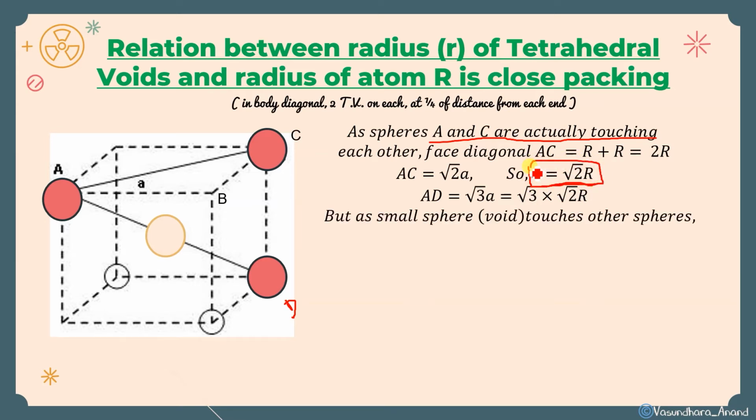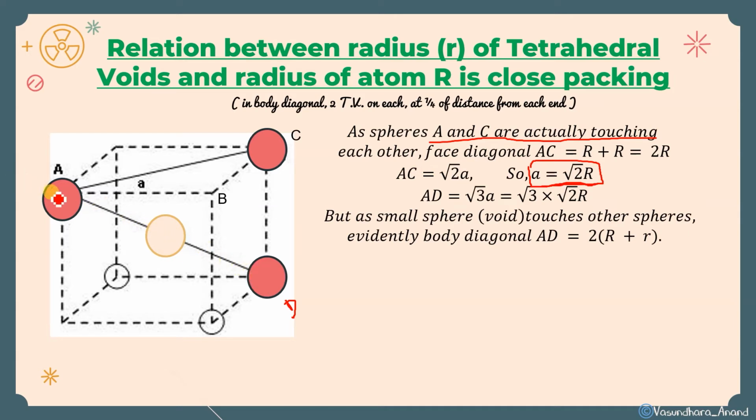Okay. Now. But as a small sphere, this is the smallest sphere, and this void, as I told you in the starting only, these are in contact with each other. Yes. So as a small sphere, that means the one in the void, touches the other spheres also. So evidently it is forming the body diagonal AD, and this will be equal to R. This is R, and this is 2R. Can I say? Yes. This is R, this is R, and this is 2R. All three are touching each other. So body diagonal AD can be written as R plus 2R plus R.